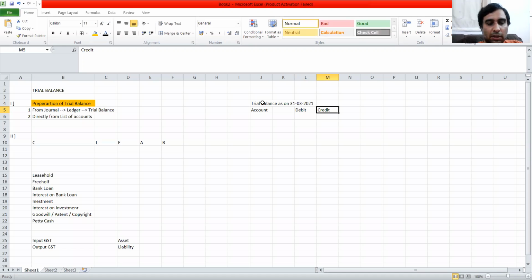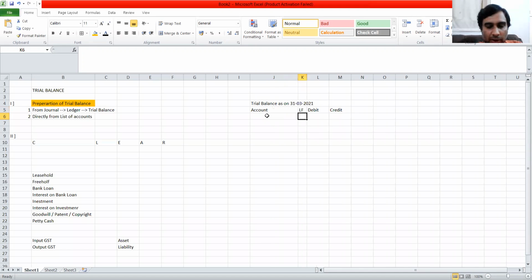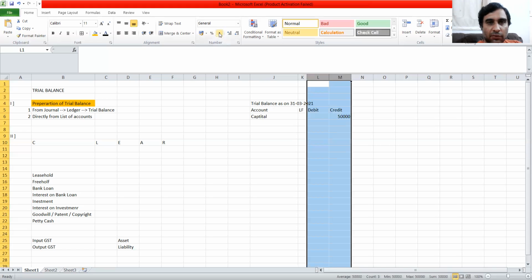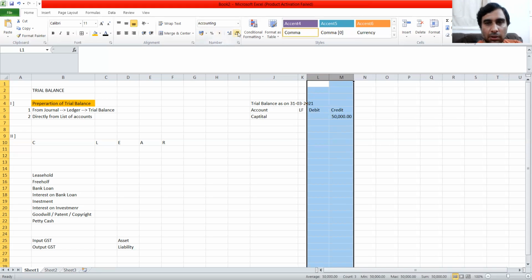And maybe here you have the ledger folio. So ledger folio will be a narrow column, account name will be a big one. So let us say you have capital, and in the ledger of capital, maybe I come to know that the balance is 50,000. Okay. So 50,000 is what I would put over here.